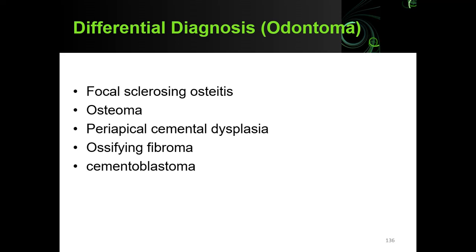Differential diagnosis for odontoma are the focal sclerosing osteitis, osteoma, periapical cemental dysplasia, ossifying fibroma, and cementoblastoma. Basically, all these lesions include radiopacities. That is why all these can be listed for the differential diagnosis of the odontoma.